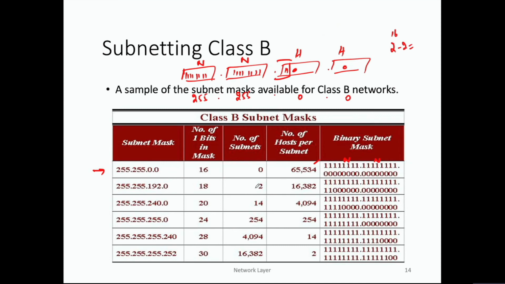And how many bits are borrowed? 2. So how many subnets can be created? Again, 2 raised to power the number of bits borrowed, 2, minus 2, I'll be able to create 2 subnets. And how many machines will be there against each subnet? That depends on how many bits are in the host portion. Since 2 bits have been borrowed, the remaining bits are 14. So 2 raised to power 14 minus 2 is 16,382. Similarly, we can look at the rest of the table, to see how we will have a subnet mask depending upon the number of bits being borrowed.